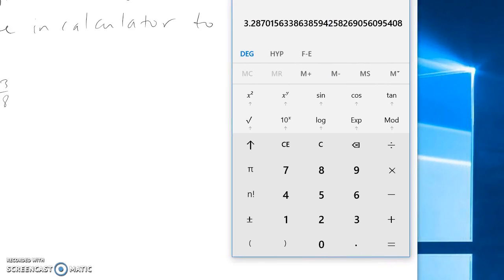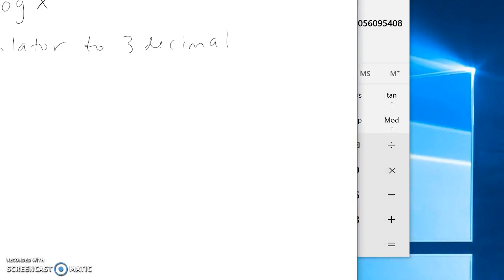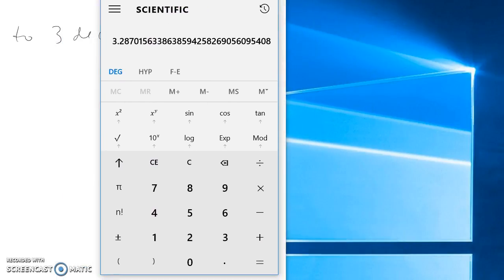Okay, so remember what we're doing. Oh, this isn't the easiest thing to do. I gotta put it on top. But we're gonna do log of 3/8. Ready? So let's clear this out. We're gonna go 3 divided by 8 equals, and then hit the log key.